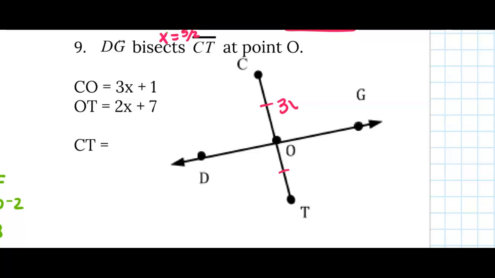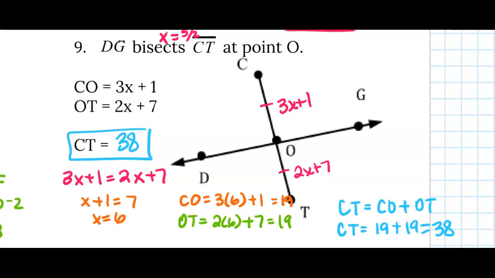So CO is 3x plus 1, OT is 2x plus 7, and they want you to find CT. So take a second, work that out, and then check back. Since you have two congruent parts of a segment, you can set those two things equal to each other. So 3x plus 1 equals 2x plus 7. And then solving for x, you should get that x is equal to 6.